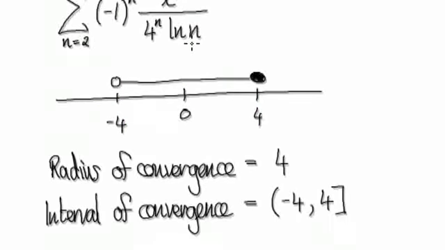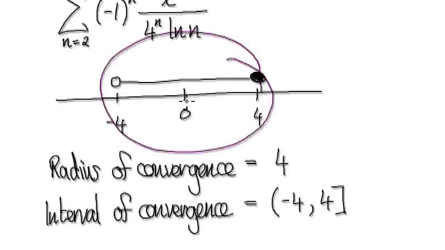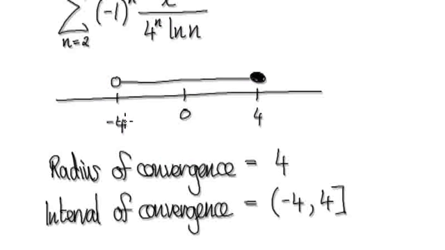So your radius of convergence is 4, and your interval of convergence, well, exclude the -4, but include the 4. So your interval of convergence is this, radius of convergence is this. Okay.